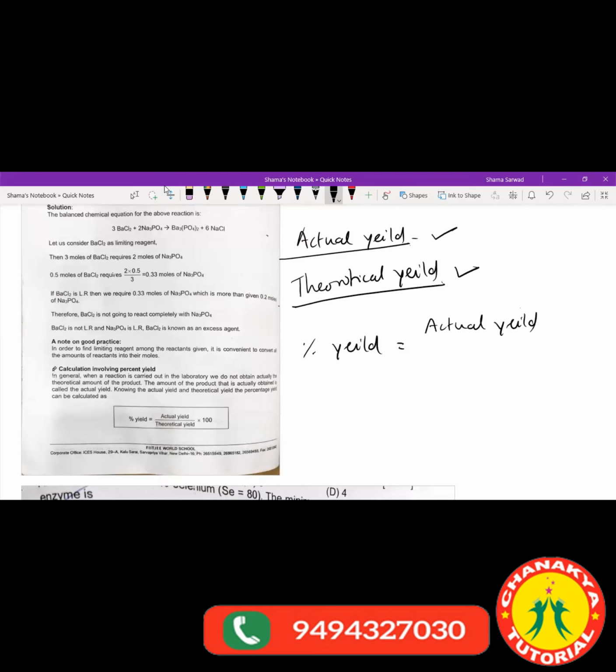upon theoretical yield. There's a spelling error, I guess. That will be YIE. Okay? Please keep it in your mind. Yes, ma'am. YIE.